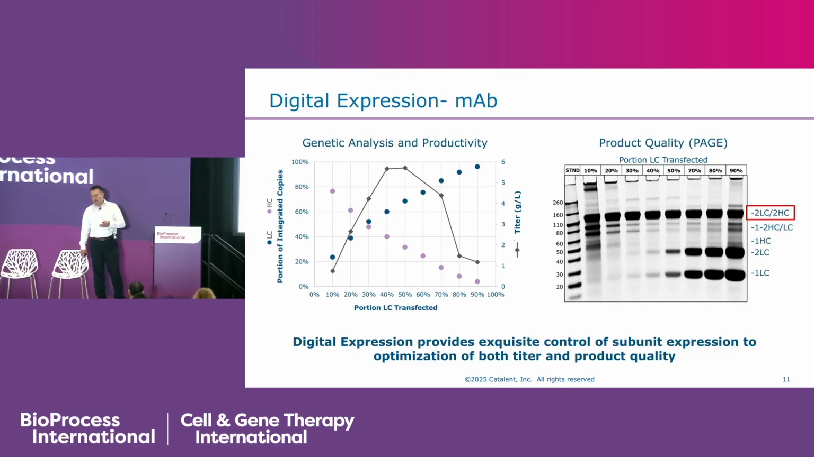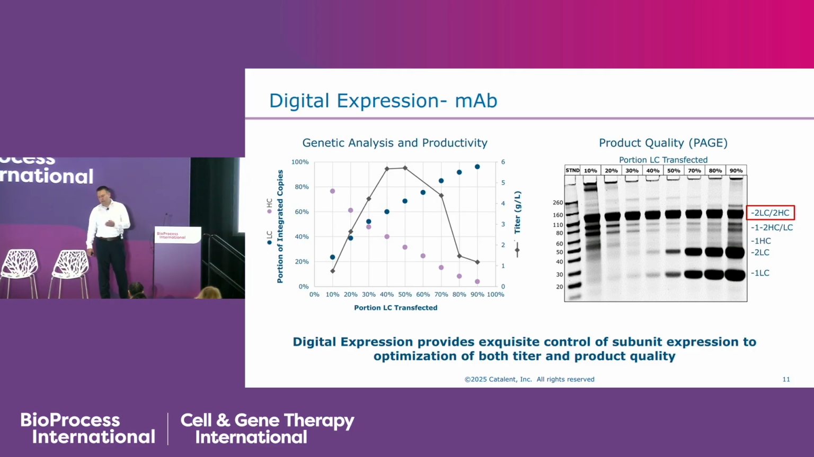So the right-hand side is a PAGE gel of unpurified soup. We like to look at unpurified supernatant so we're not blinded to what might be lost in the purification process. On the left here, the 10% light chain pool, so 90% heavy chain, you can see the fully formed product at the 150 kilodalton there, but also some excess heavy chain, some aggregate up top, which might be expected when you're overexpressing heavy chain.